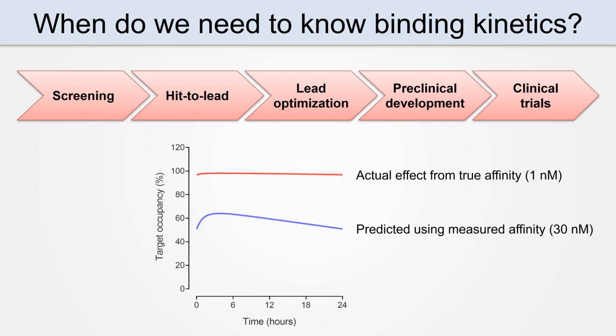If a short duration drug is the goal, a long residence time could dramatically distort the time course of efficacy, as we saw earlier. These issues could be prevented by simply measuring the residence time of the candidates earlier in the cascade.